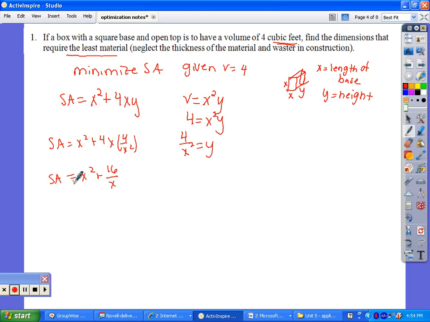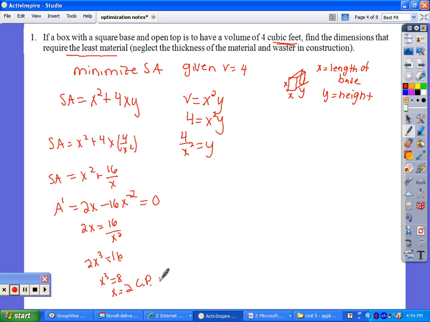Okay, we are trying to minimize because it's the least surface area. So I need the derivative, and I'm just going to change this to A. So I have A. The derivative of A is 2x minus 16x to the negative second. And I'm going to set that equal to 0. So if I set that equal to 0, I get 2x is equal to 16 over x squared. I can multiply the other side by x squared, so I get 2x cubed equals 16. x cubed is equal to 8, and then x is going to equal 2. Okay, so that is my critical point.